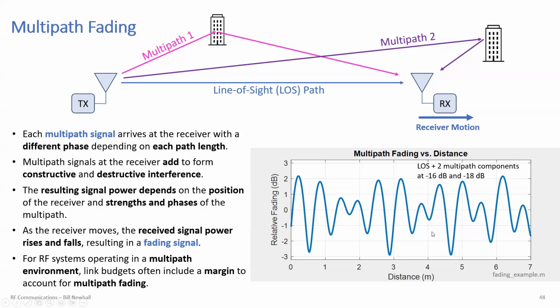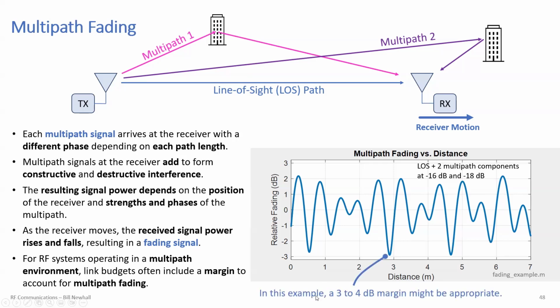And so for RF systems operating in a multipath environment, our link budgets often include a margin to account for this fading. So I think you've experienced this. Many of us have. If you're listening to an FM station that's sort of weak, and then you stop at a stoplight and it's fine, you move up a couple feet and you just hear the interference, you hear what we call static, right? You hear that noise, and then you move forward a few feet and then, oh, it's fine again. Well, that is this. You're experiencing multipath fading.